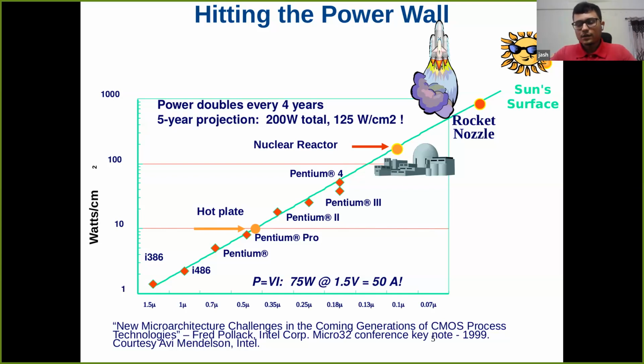So the crux is that we are just increasing the clock frequency, and due to that, the amount of heat dissipated is more and more, and because of this we are hitting the power wall problem. So we can't increase the clock frequency beyond a certain level. So I hope this is clear. Any questions up till now?